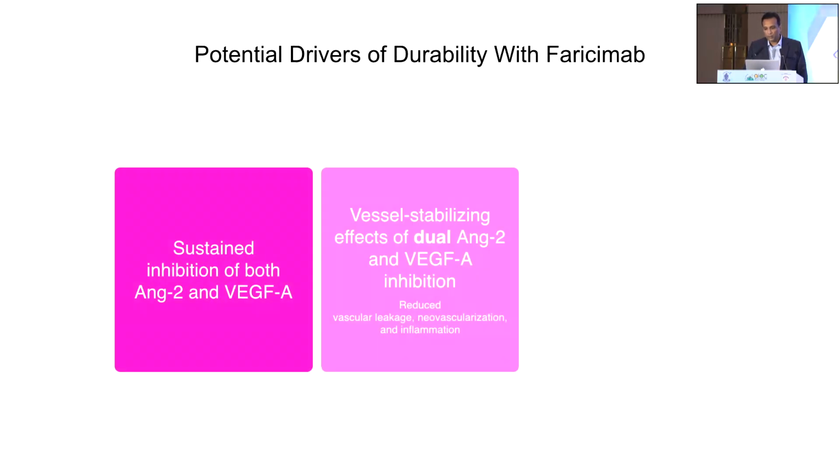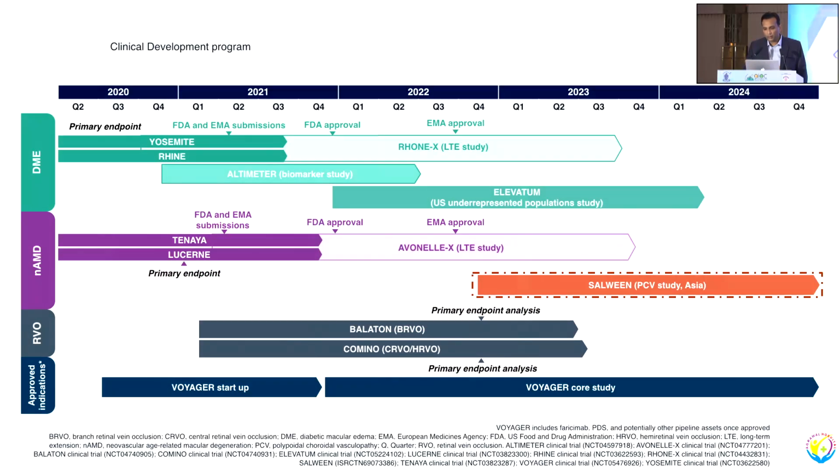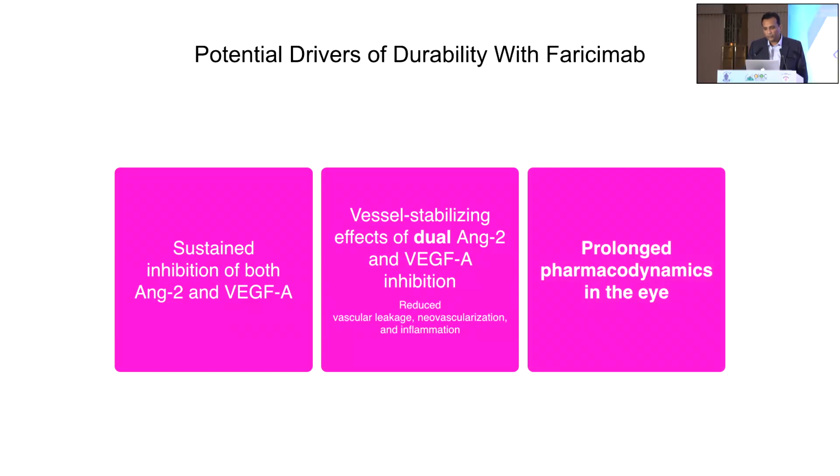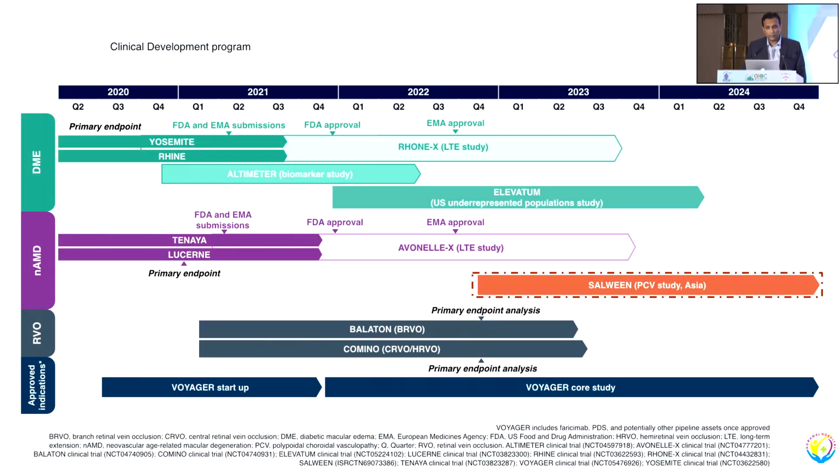So combining the bispecific inhibition, you can see what we need to achieve. The first slide, the sustained and effective treatment: sustained inhibition of both Ang2 and VEGF-A with the vessel stabilizing effects of dual Ang2 and VEGF-A inhibition leads to prolonged pharmacodynamics, and that is what we need. Every drug is working fine, whether it's aflibercept, brolucizumab, ranibizumab, but what we need is less frequent injections. And these were the trials which led to its approval.